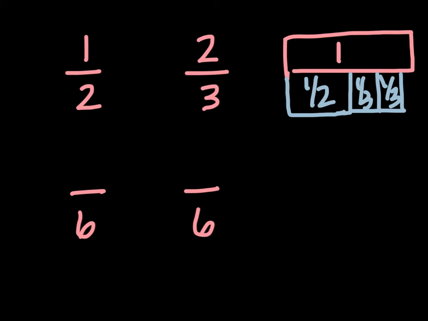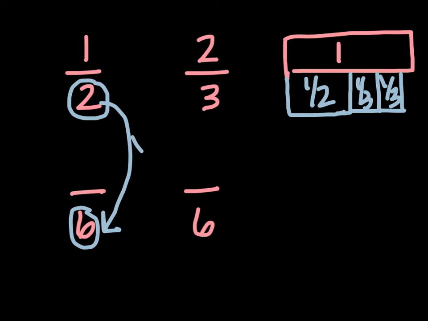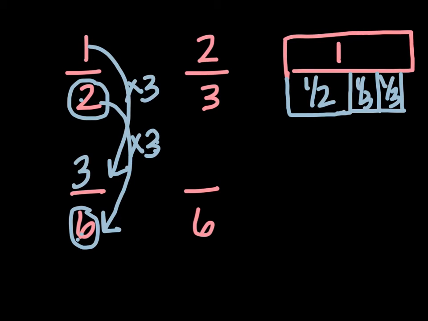So what did I do to my denominator of 2 over here? What did I do to that to get my 6? Hopefully you said that I multiplied by 3. So 2 times 3 is 6. Now if I multiply that 1 by 3, because whatever I do to my denominator, I have to do to my numerator, I'm going to multiply by 3 again to get 3/6. Same thing on this problem.